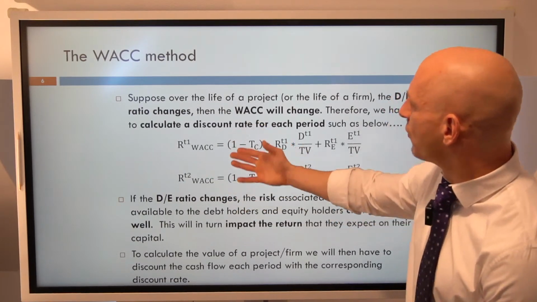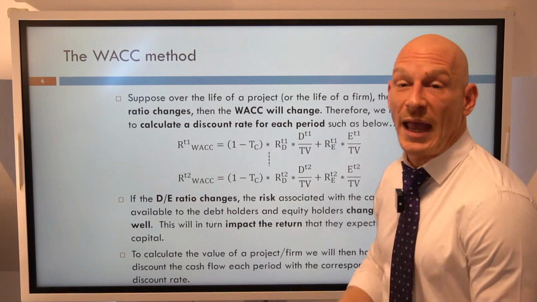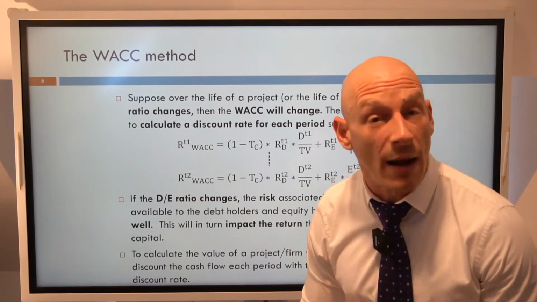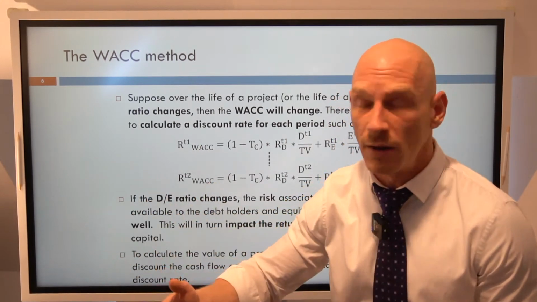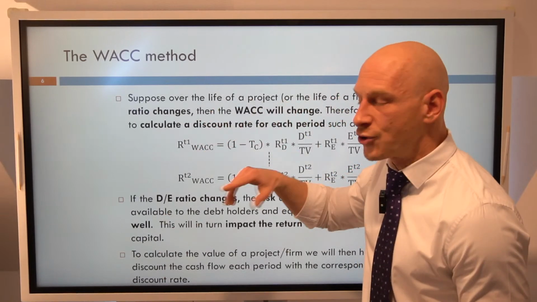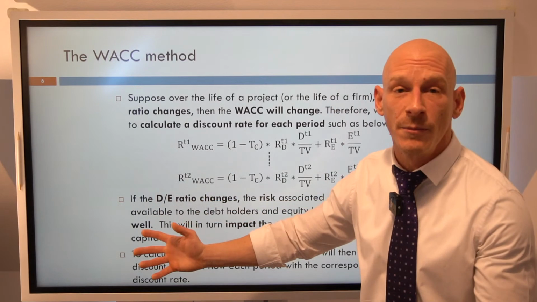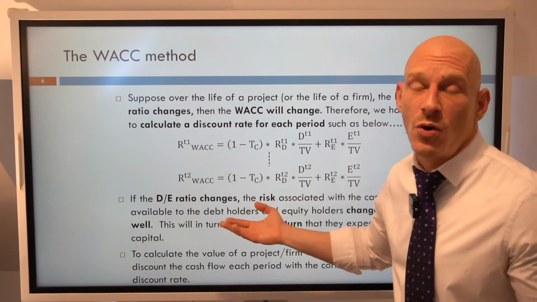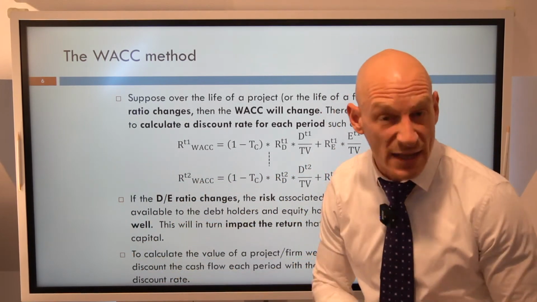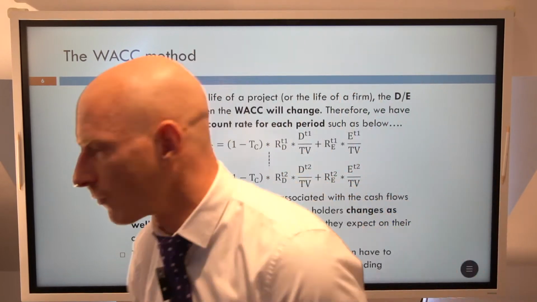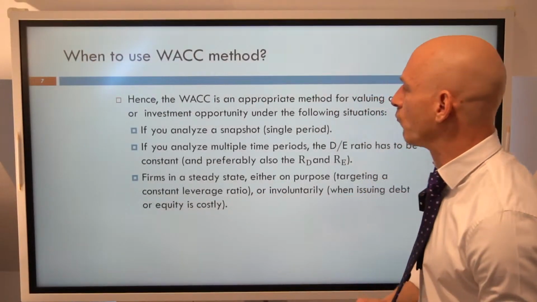So the point I'm trying to make here is you would end up recalculating the WACC for every single year. So you're basically intellectually calculating a new discount rate for every year, and each calculation would incorporate the best estimates that you have. Yeah? Okay.